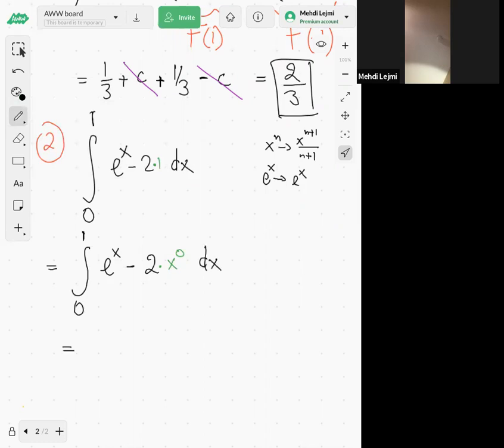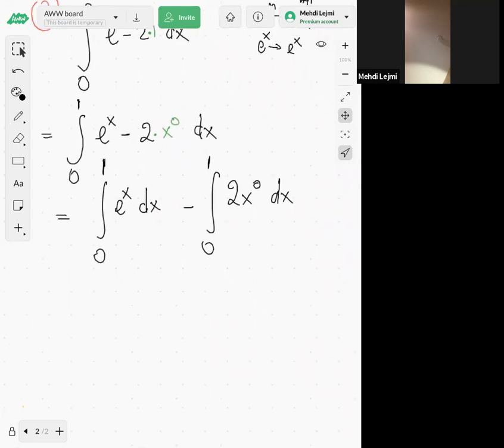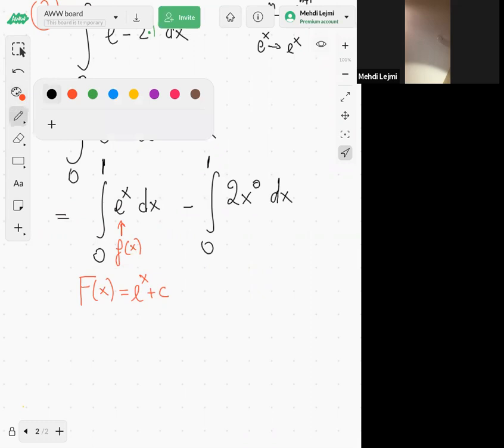So as I said, we have the integral of the difference between these two functions, then we can say that's the difference between the two integrals. So it's the integral of e to the x minus the integral of 2x to the power 0 dx, from 0 to 1, right? And then for the first integral, I know the antiderivative. This is my function f of x, right? Then capital F of x, the antiderivative of e to the x, we just said is e to the x plus constant c, right? Okay, so I'm going to just keep this 0, 1, e to the x dx.